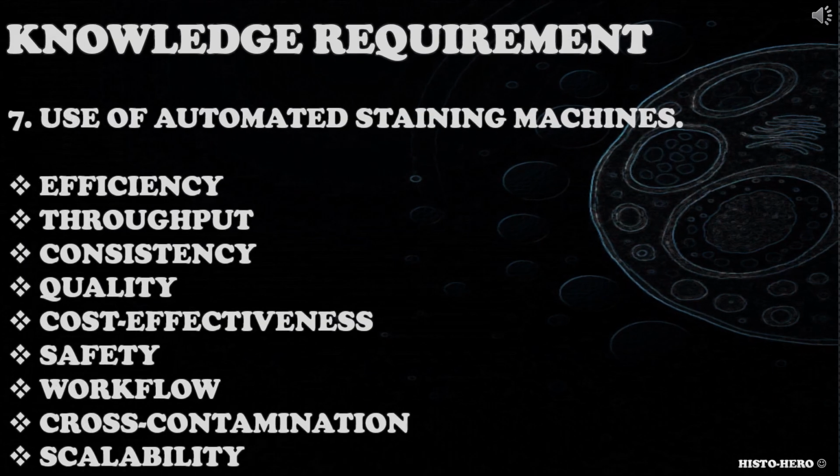The seventh knowledge requirement is for you to know about the use of automated staining machines. Do you perform automated or manual H&E staining? What are the benefits of automated staining? Consider efficiency, throughput, consistency, quality, cost-effectiveness, safety, workflow, cross-contamination, scalability, and so on.